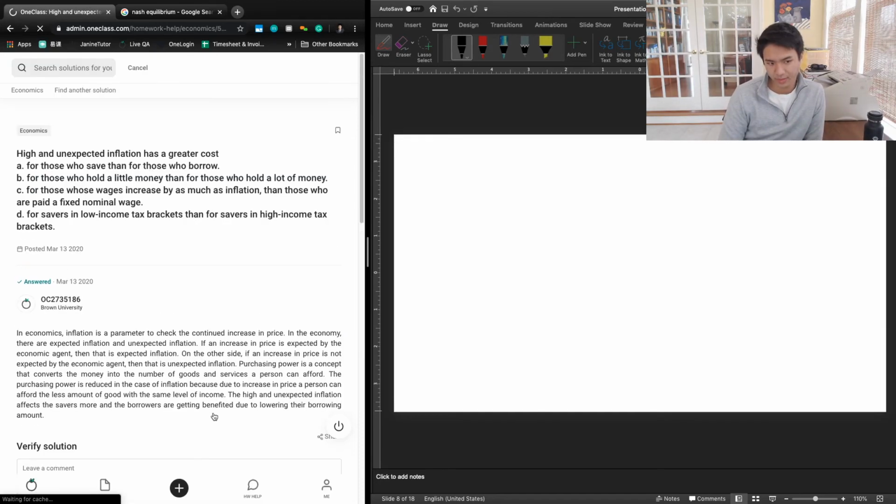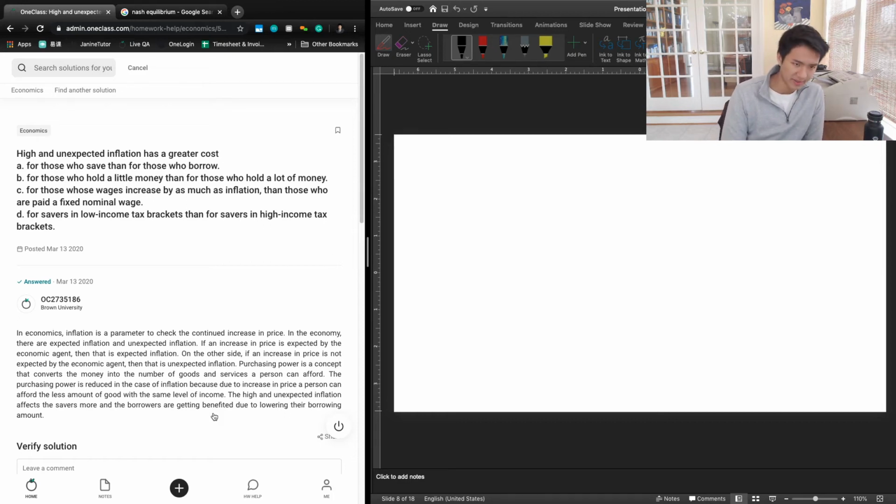Okay, so the next question says, high and unexpected inflation has a greater cost, A, for those who save than for those who borrow, B, for those who hold a little money than for those who hold a lot of money, C, for those whose wages increase by as much as inflation than for those who are paid a fixed nominal wage, or D, for savers in low-income tax brackets than for savers in high-income tax brackets.